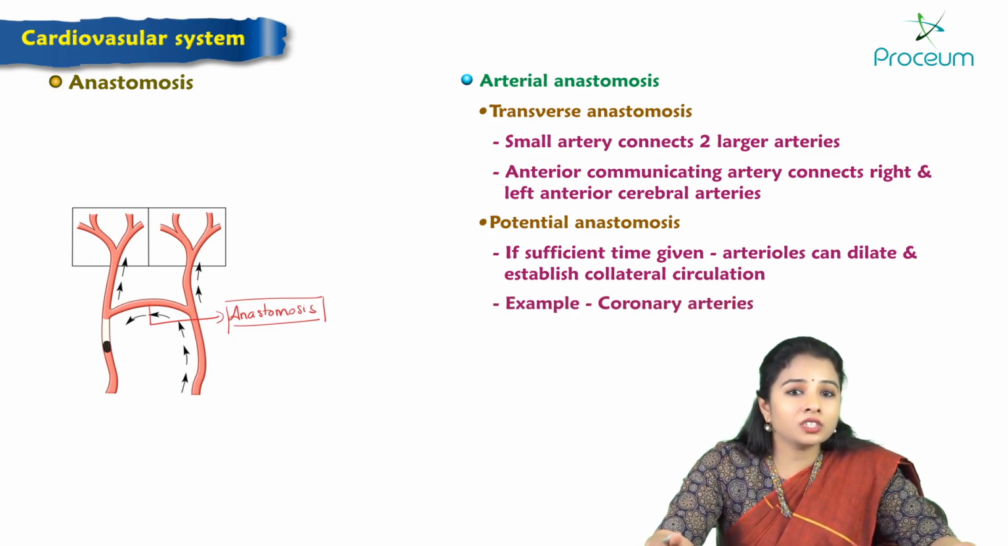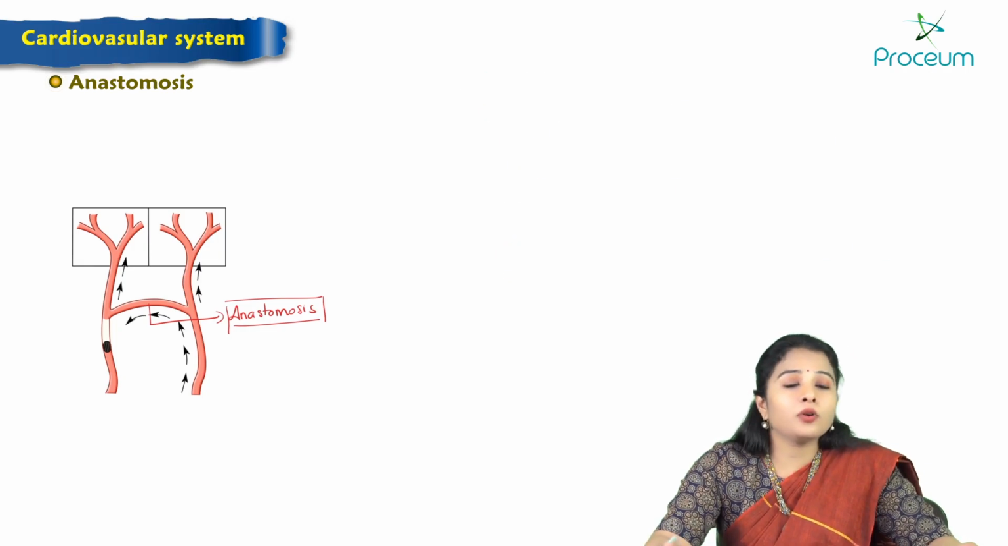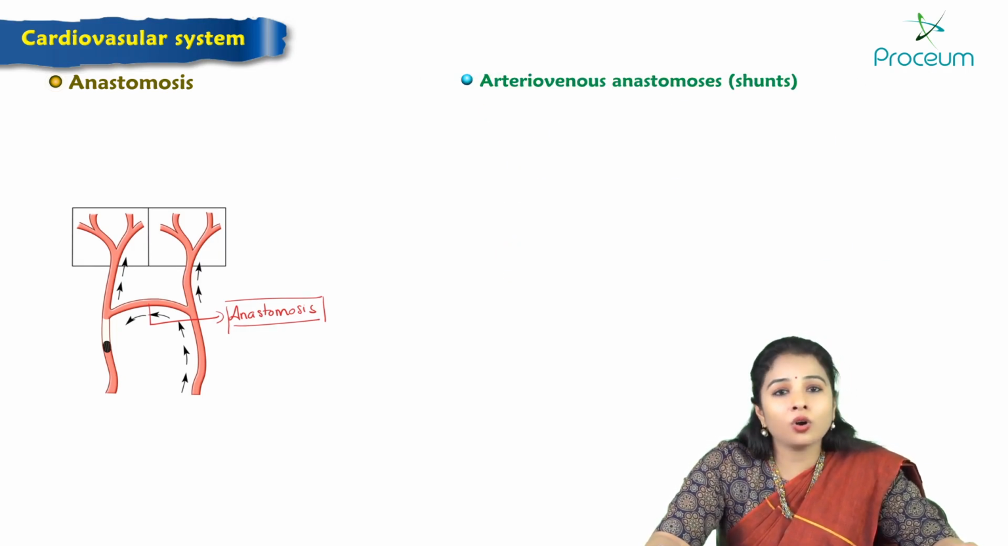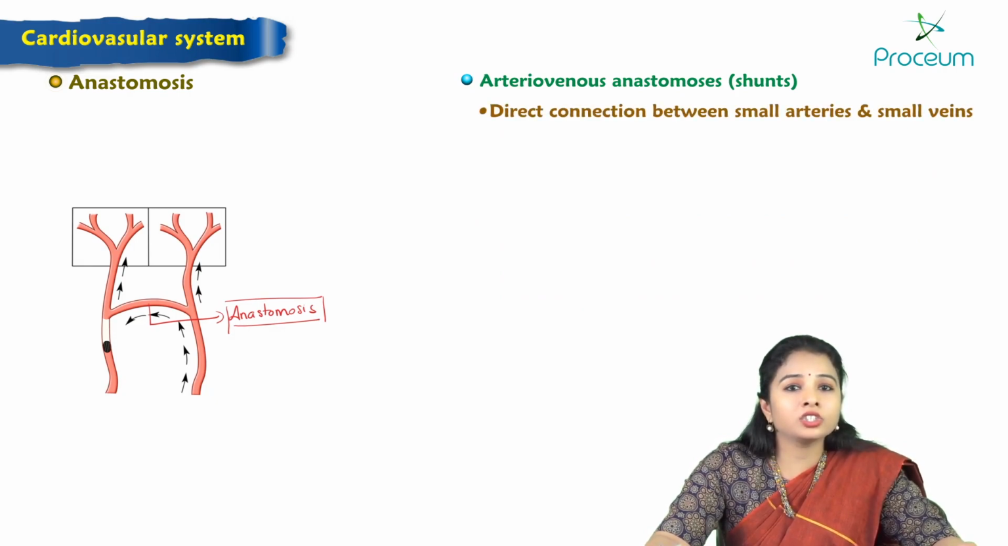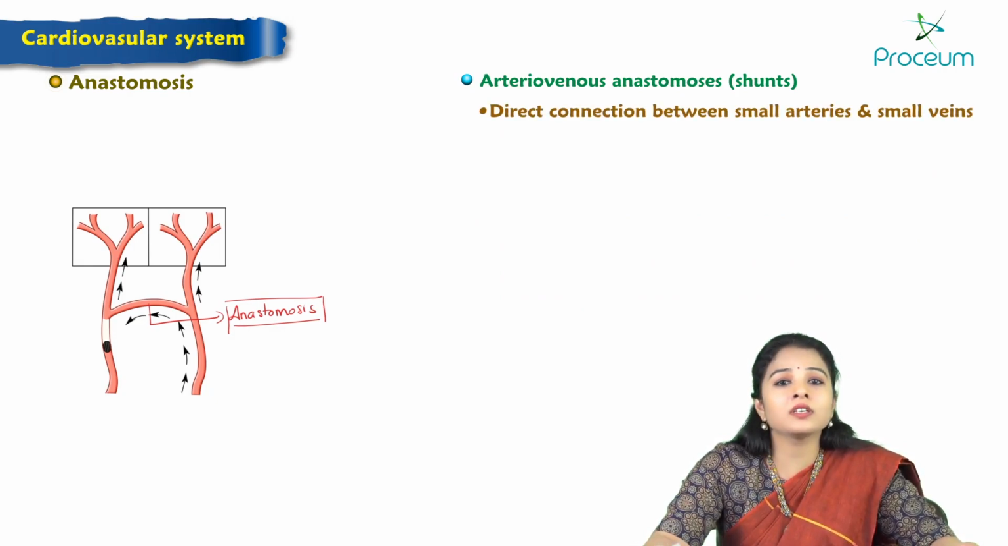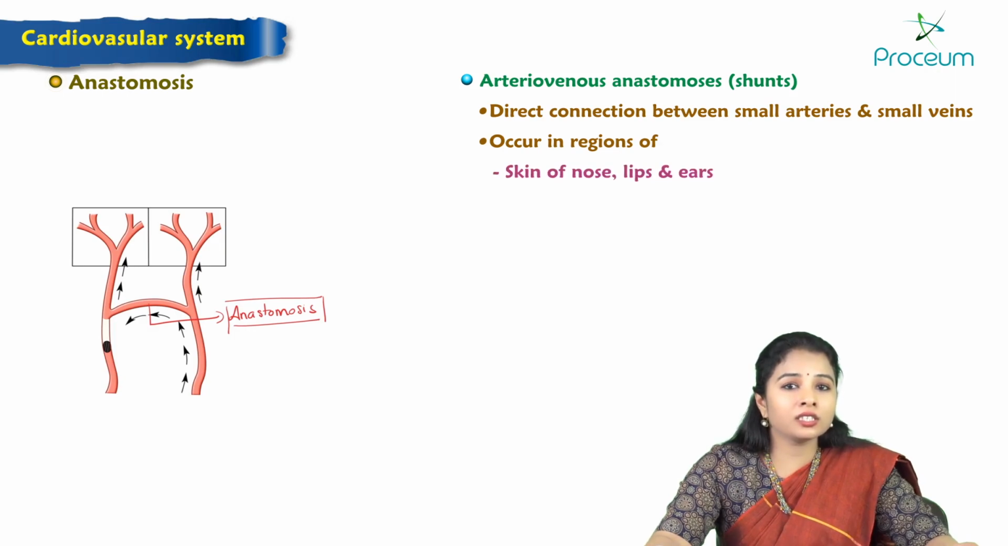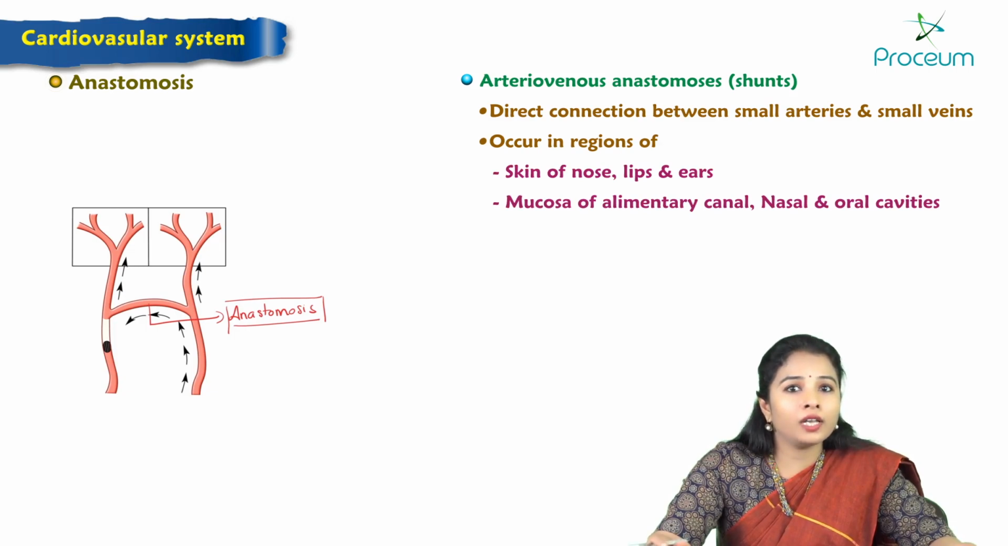An example of such anastomosis is the coronary arteries. Coronary arteries are the arteries which supply the heart. Next, the arteriovenous anastomosis, which are called shunts, are the direct connection between small arteries and small veins, and these occur in regions such as the skin of the nose, lips, ears, and in the mucosa of the alimentary canal, nasal and oral cavities. Those are the areas where we see arteriovenous anastomosis.